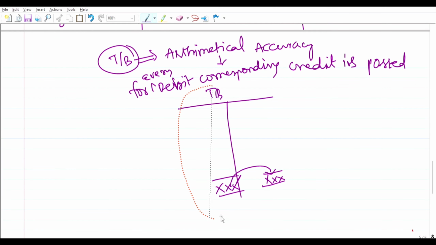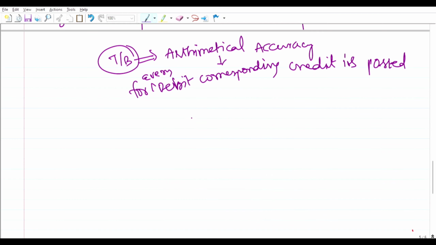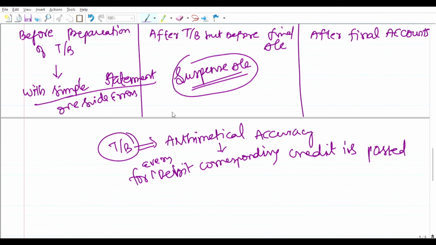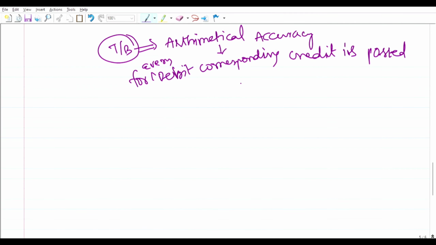But if the trial balance tallies, then we cannot say that there is no error. The errors may be two-side errors. Two-side errors cannot be disclosed. But one-side errors, of course, will be disclosed. We can easily disclose them. And also fraud-like things we cannot disclose, right? After final accounts, we are going to discuss about suspense account, right?